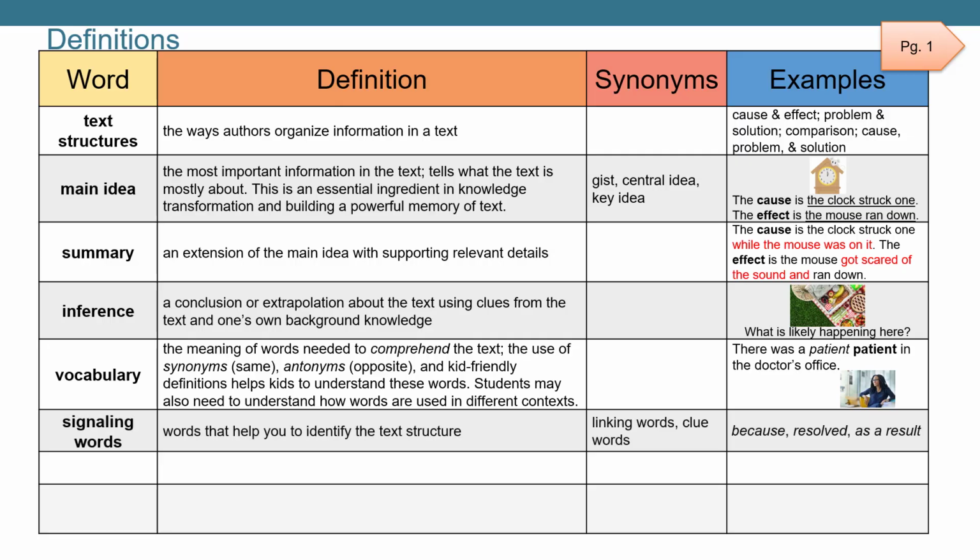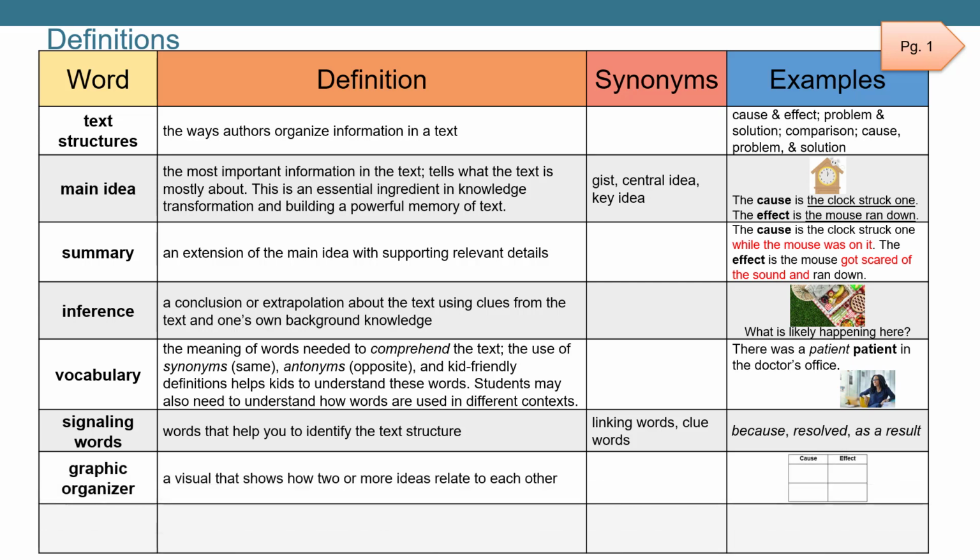Signaling words. Signaling words are words that help you to identify the text structure. Some synonyms would be linking words or clue words, and some examples of this would be the word because. Then we have an example of the word resolved, and the last example is as a result.